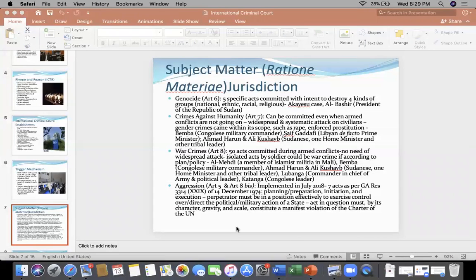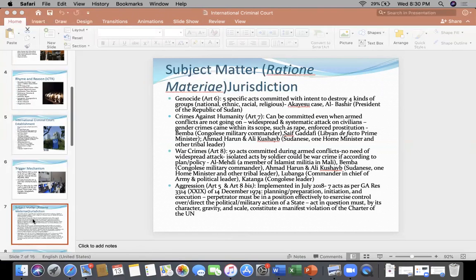Now, students, you must know that this crime of aggression has been under the jurisdiction of International Criminal Court originally since 1998, but only since 2018. So after 20 years of the working of International Criminal Court, since 2018, it has been implemented. Earlier it was just on paper, now it has been enforced. So crime of aggression is also coming under the jurisdiction of International Criminal Court.